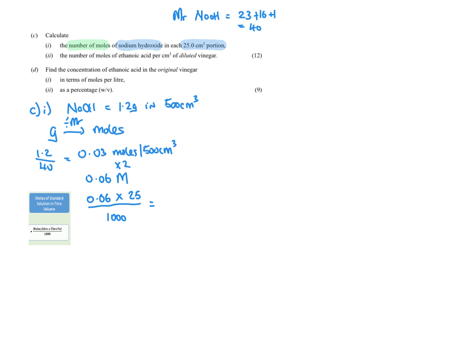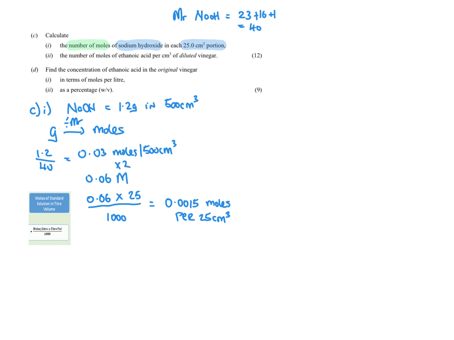And when we do that, we get 0.0015 moles per 25 centimetres cubed. And that is step 1, or part 1 of this calculation completed. Now, as you can see very obviously there, by knowing first principles, you are very easily able to complete this part of the calculation.